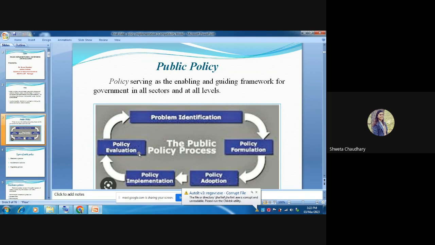So all this is identification of the problem, formulation, implementation. We don't have to stop at implementation; then we have to evaluate also, we have to assess its results also. Whatever we do is for certain profits. So here the profit of the government is social welfare. Whatever the government does, it will do in the context of social welfare.